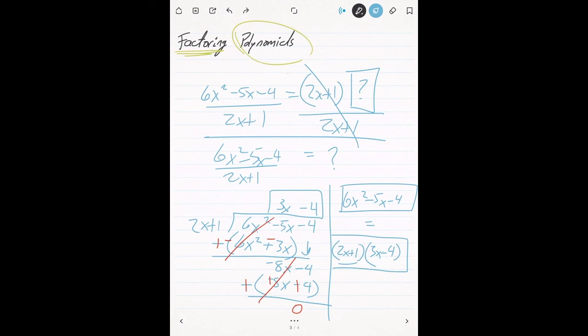But here's the trouble. In this problem, all of our work stems from the fact that you knew what one of the factors was. All of this work was done because I told you that 2x plus 1 was one of the factors of this polynomial. I knew that for a fact. But here's the question. Could you have redone this problem?